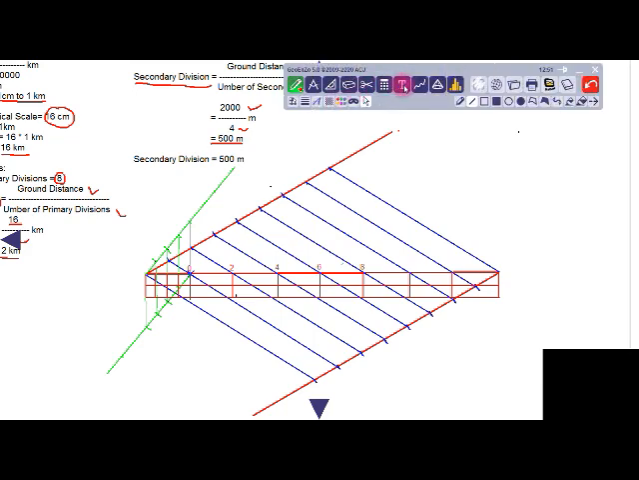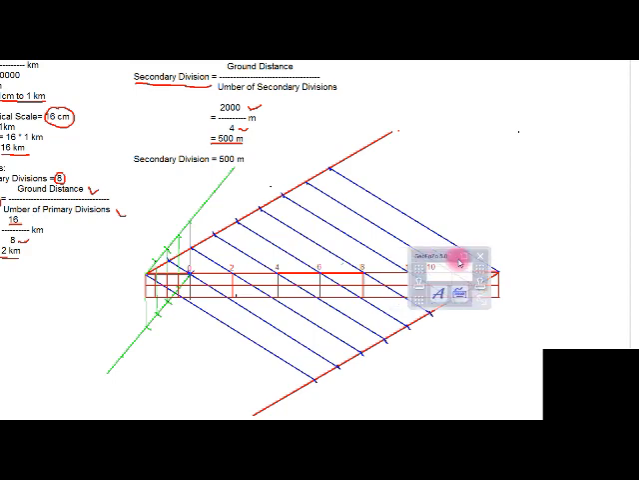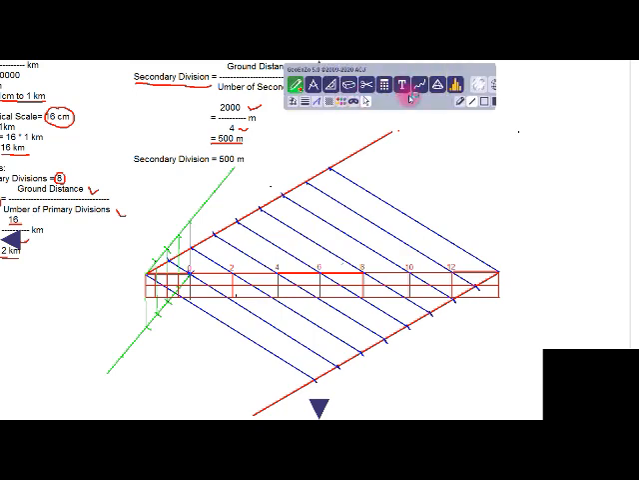Okay, then the next division will have 10, right? So that is what 10 you have to put here. Then the second will be the 12. You can see here we are maintaining the 2 kilometer interval, yeah, because each primary division has the 2 kilometer distance, right?